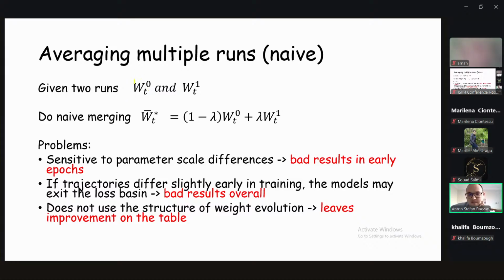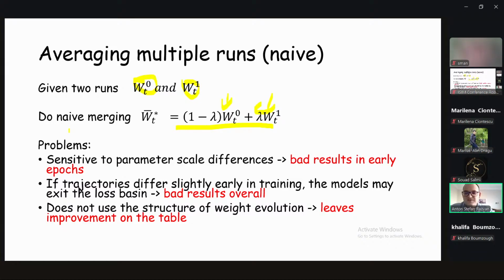Another example, just for 2 models, again, it can be extrapolated to any number of models. I just do naive merging, again, 3 problems in this. Because of the scale differences in those 2 weights of the models, I get bad results in the early epochs. We will see in the figure. And if the trajectories differ slightly in the early training, I will get bad overall results because they won't converge in the same loss basin.